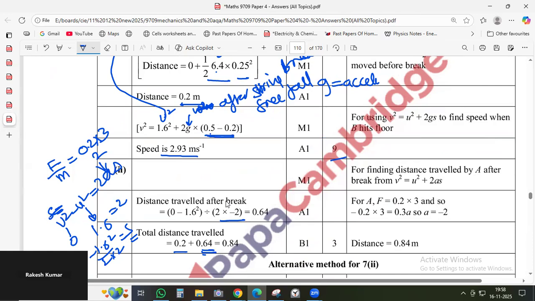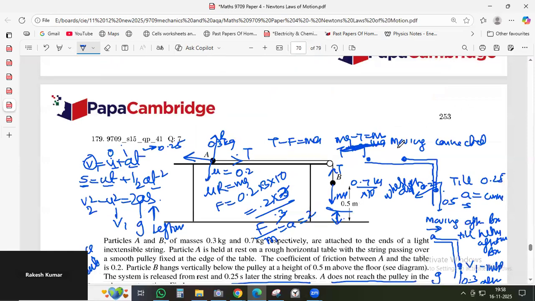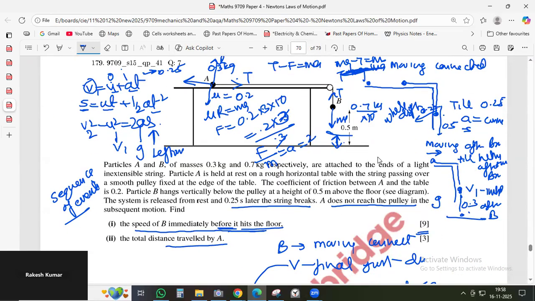Using this distance and g, he uses v square is equal to u square plus 2as. The original speed he gets while they were connected was this, and then he uses g, and then he gets the speed before it hits the floor. And for the second part, that means the total distance traveled by A, first he finds the distance A moves while they were connected.